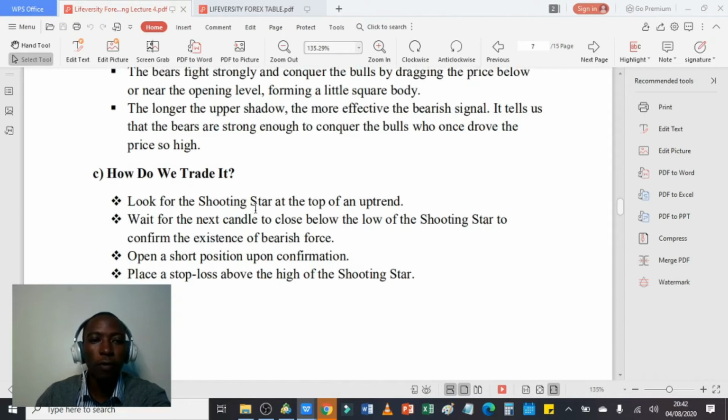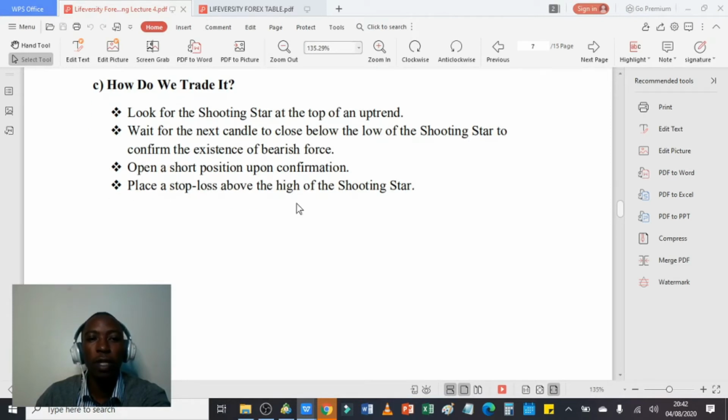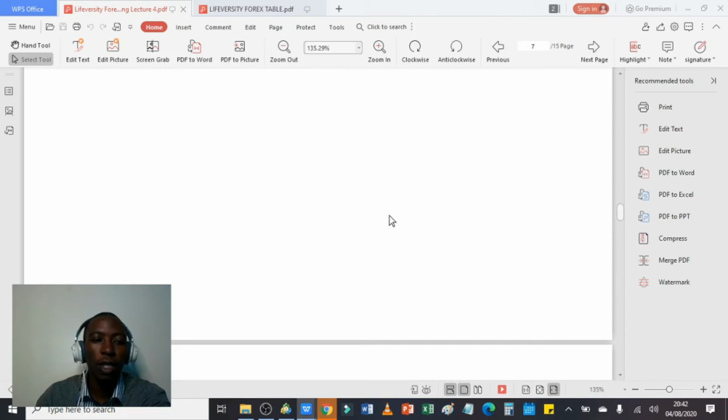How do we trade it? Look for the shooting star at the top of an uptrend. Wait for the next candle to close below the low of the shooting star to confirm the existence of a bearish force. Then open a short position upon confirmation. Place a stop loss above the high of the shooting star.